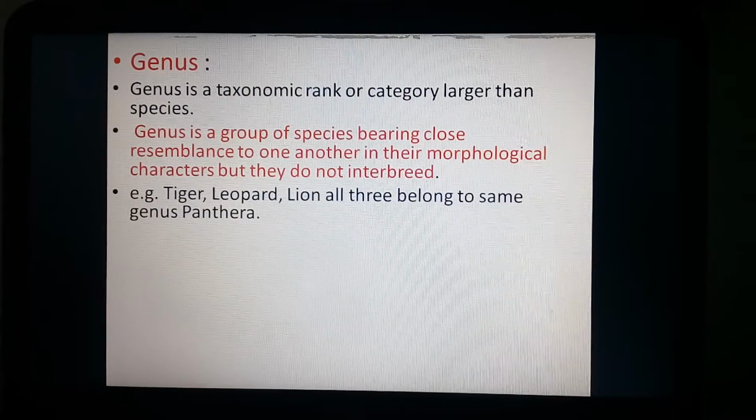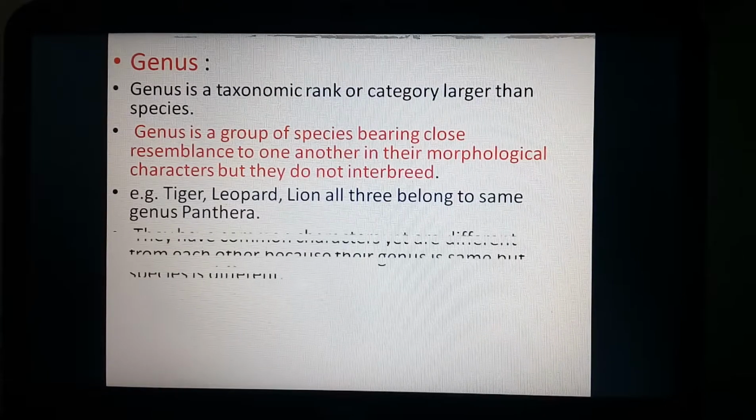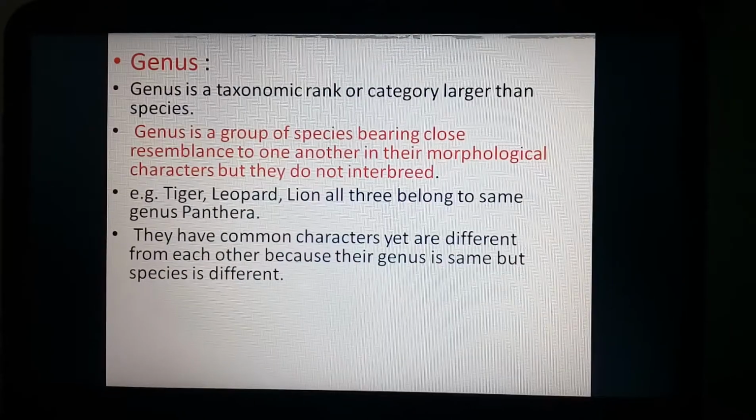So genus is a group of species. Tiger, leopard, lion, as we have just discussed, tiger and lion do not belong to the same species but belong to the same genus. Tiger, leopard, lion, all three belong to the same genus Panthera. They have common characters, but differ from each other because their genus is the same but the species is different.